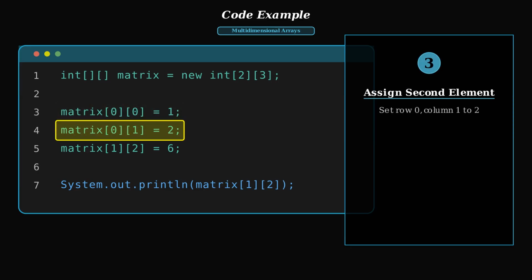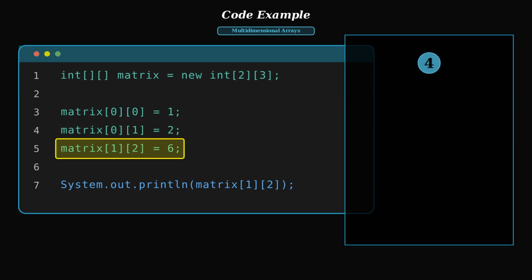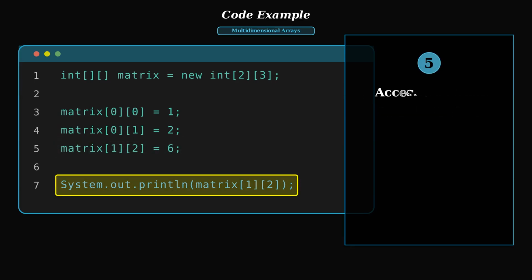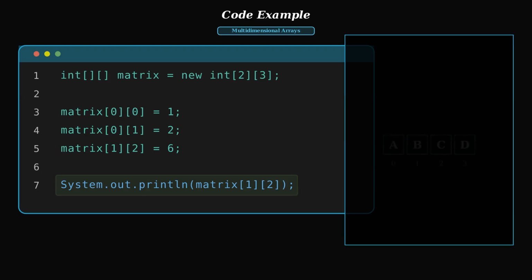Assign second element. Set row 0, column 1 to 2. Assign third element. Set row 1, column 2 to 6. Access element. Print value at row 1, column 2. Now let's see the output of this code.